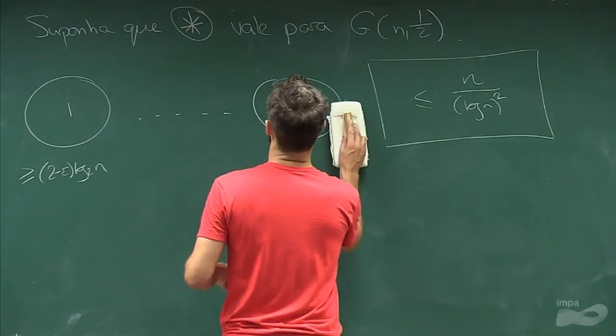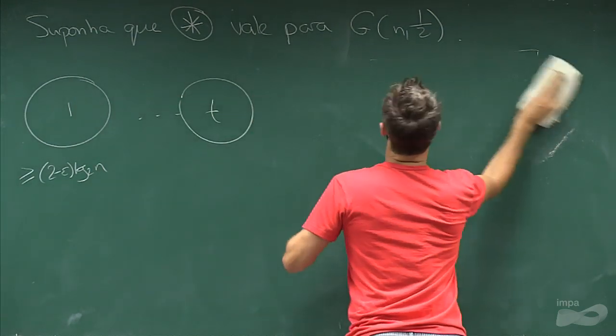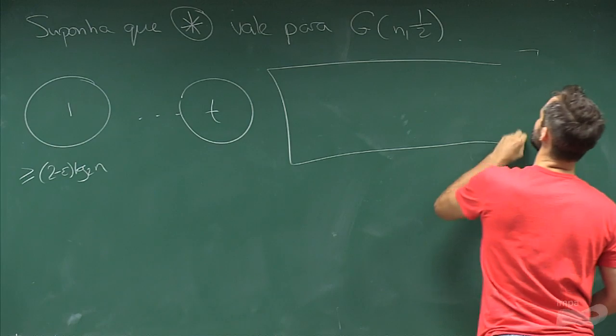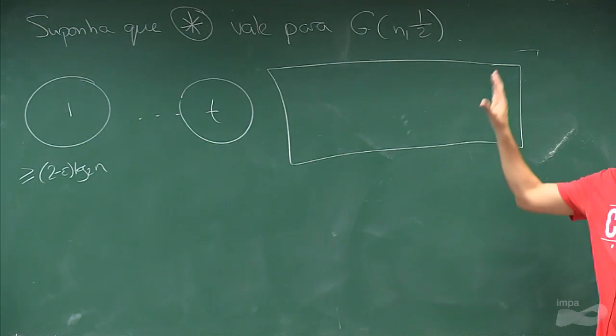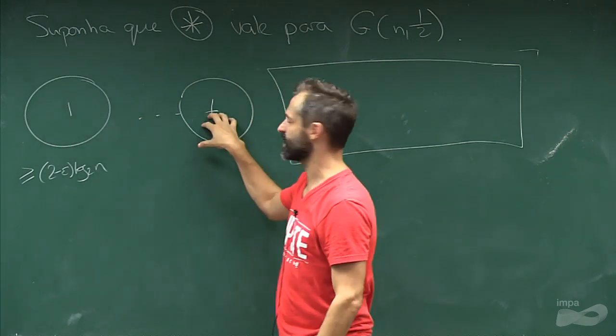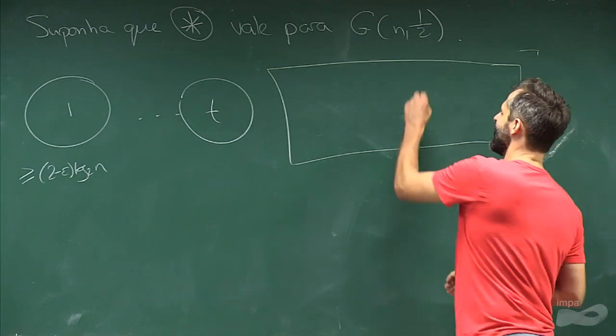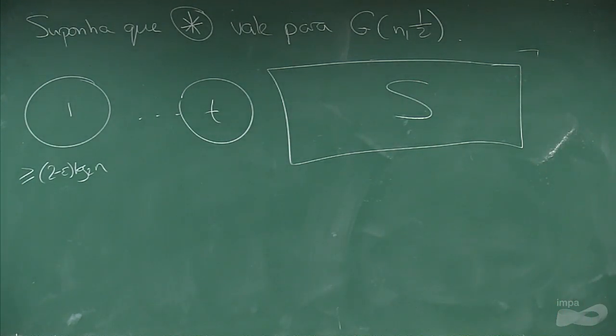Suppose after a certain number of steps, some earlier point t, I've gone t steps. I've already assigned these vertices color 1, these color 2, these color t. I've used my first t colors, and I'm left with a set that I'm calling S. I now want to choose a set that I'm going to assign color t plus 1, and that set has to be independent, because it's a proper coloring.